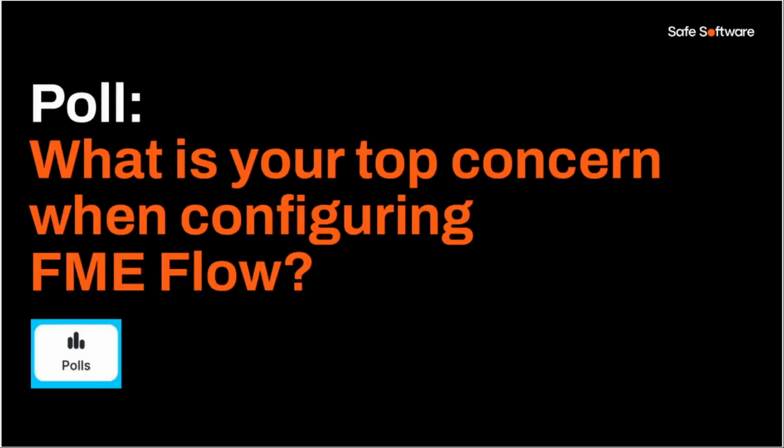We're going to start things off with our very first poll to start the day, and we're just curious, what is your top concern when configuring FME Flow? You can see just on the bottom right-hand side, the poll has officially launched at this point. We'll just wait for some answers to come in. It looks like authentication and security is off to a very early lead. I made it so that you can choose your top one to two in case more than one resonates with you. Okay, perfect.